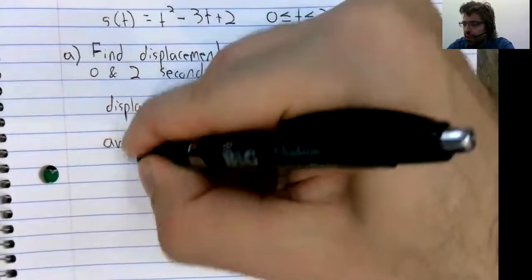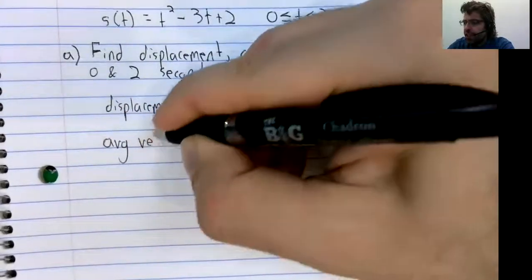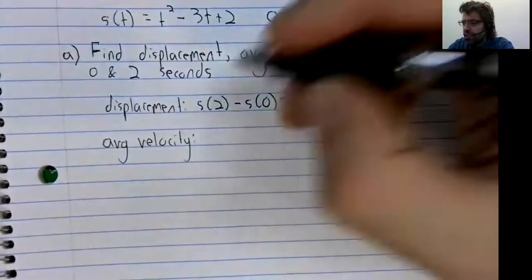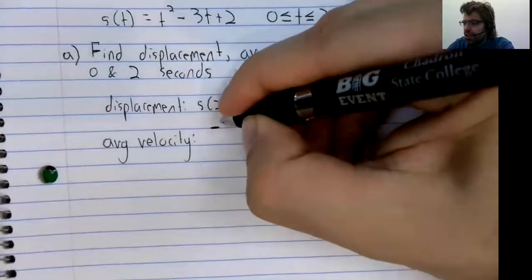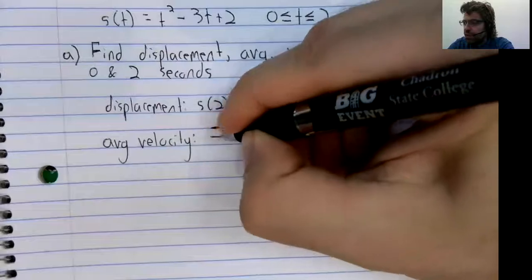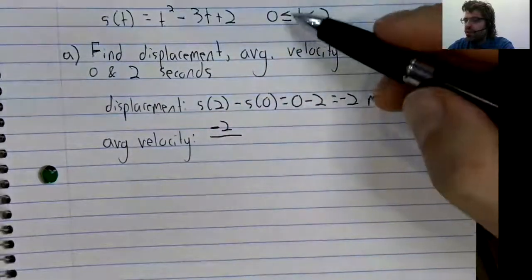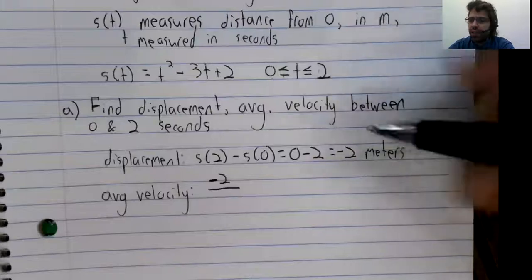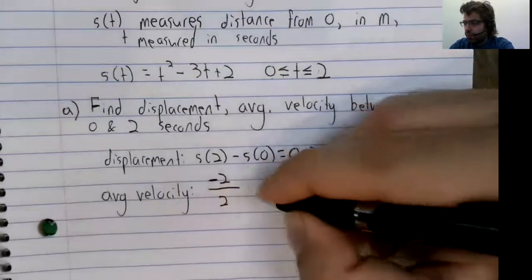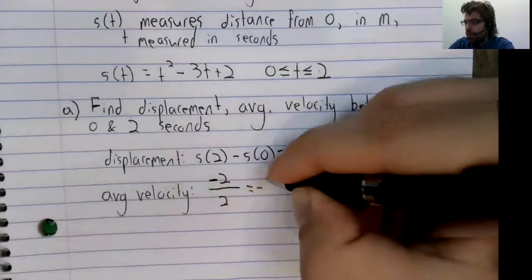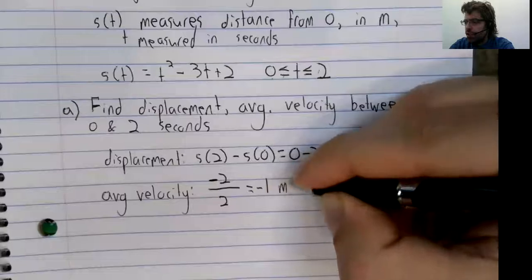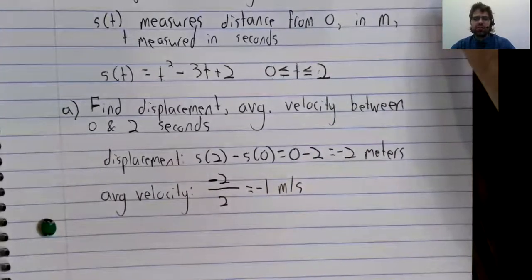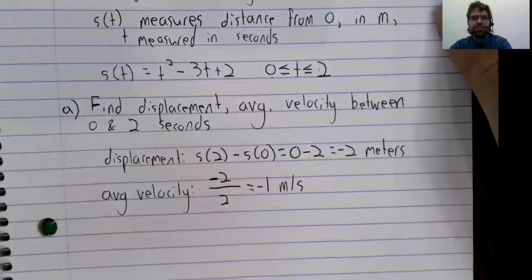And the average velocity is the displacement divided by the length of the time interval, or -1 meters per second.